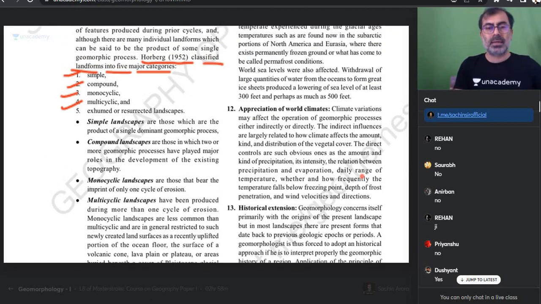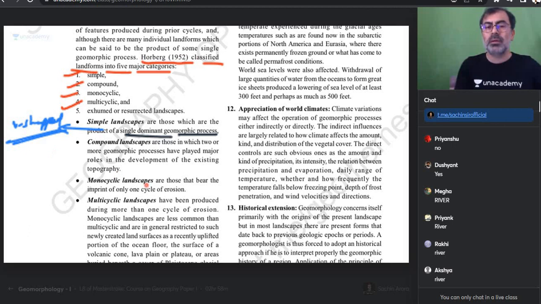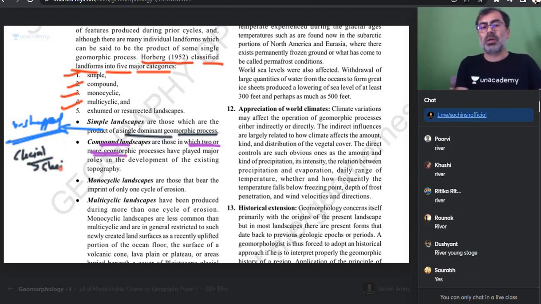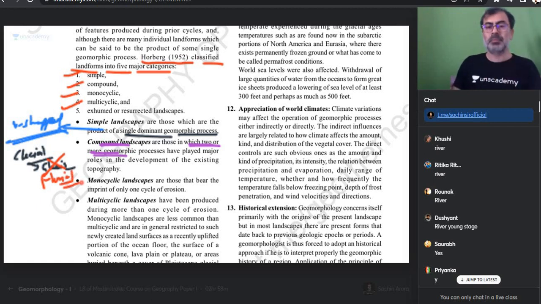What is the simple landform? Those which are product of single dominant geomorphic process. Say for example, V-shaped valley. किससे बनती है? V-shaped valley. River, fluvial. Okay. Compound landscape. Major player role of development of explainer in which two or more processes are there. So can I say there was a glaciated region? First, glaciers were causing erosion. Then because of climate change, glaciers had melted. Now which process is acting? Fluvial. Possible or not? So that is also there.